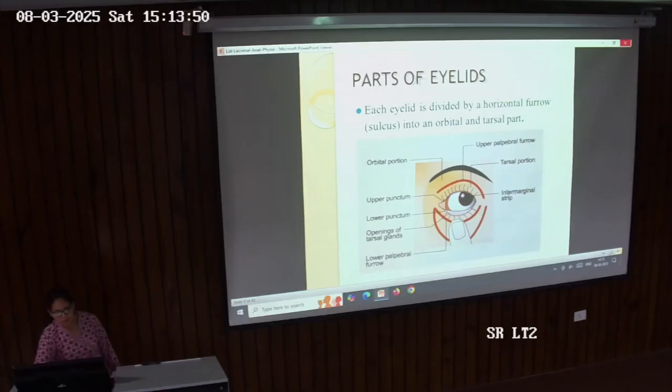There you can see in this picture there is one upper punctum and one lower punctum. In lower lid there is opening of the tarsal gland, and in between the outer margin and inner margin of the eyelid there is an intermarginal strip.